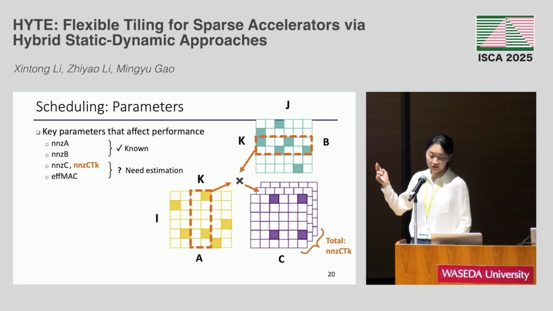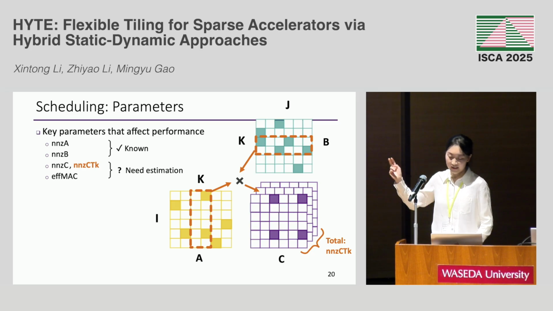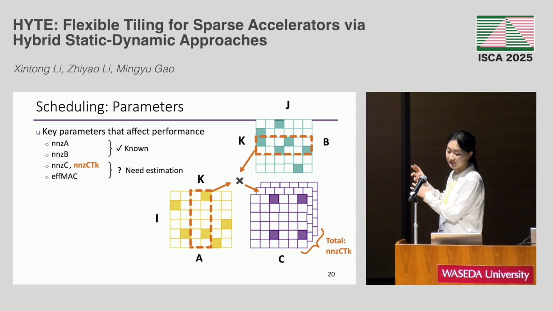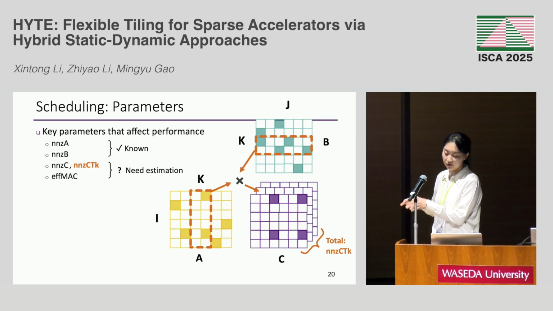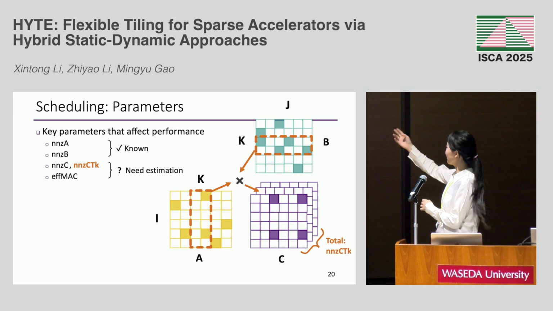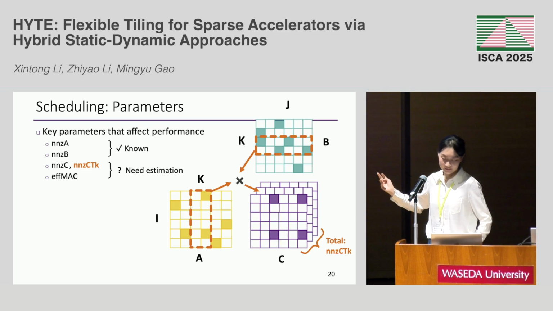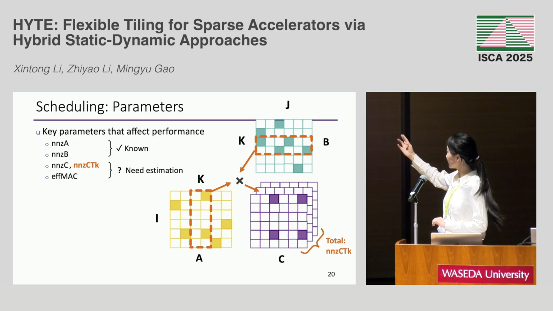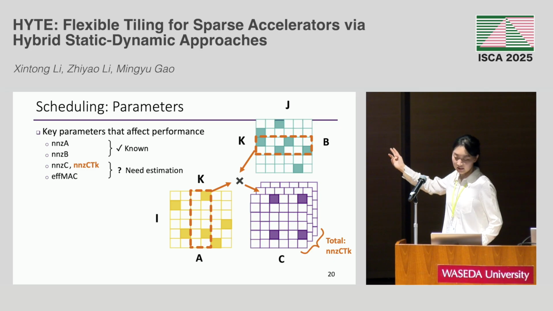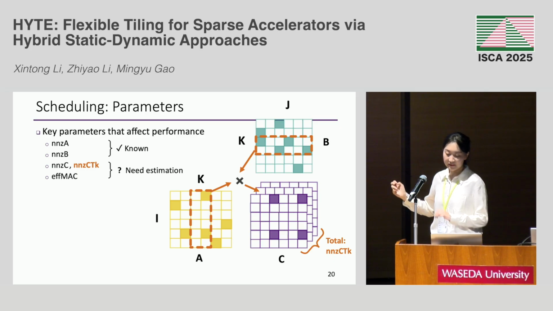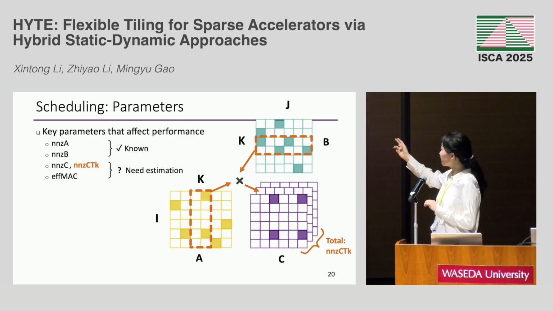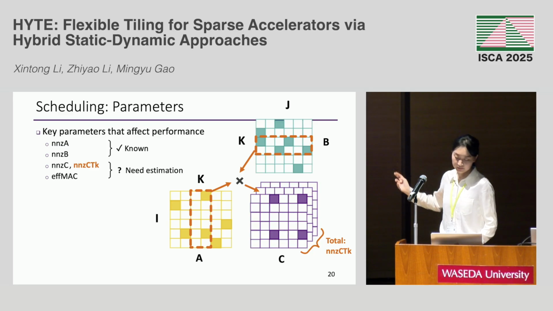Tiling introduces another parameter. Tiling along the K dimension causes the repeated rise of partial C tensors. We define NDCTK as the sum of all those non-zero C partial data when K is tiled with the size Tk.